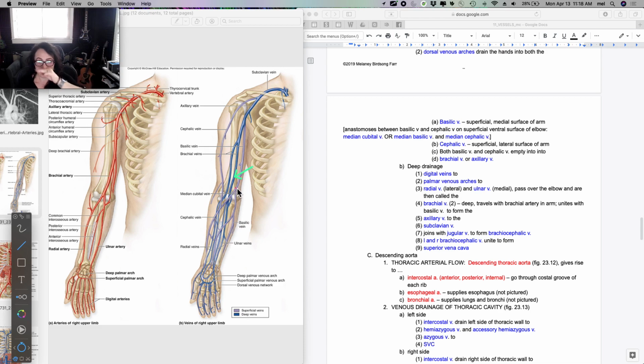And then the brachial veins are going to gather together with all of these guys. As it runs through the armpit, it's going to be called axillary. And then as it goes under the clavicle, it's going to be called subclavian. Okay, the subclavian, once you join with the internal and the external jugular veins, then it's going to be the brachiocephalic vein. So let me show you that.